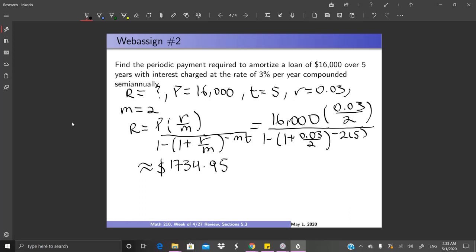$1,734.95. So that's how much you need to pay, well, twice a year.